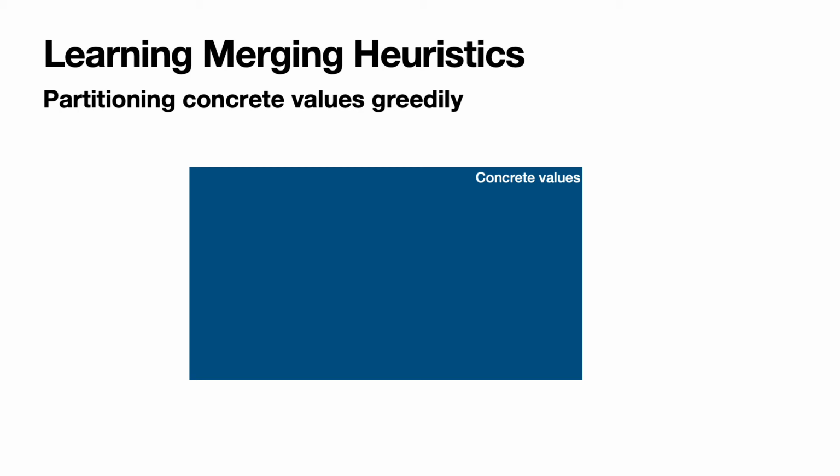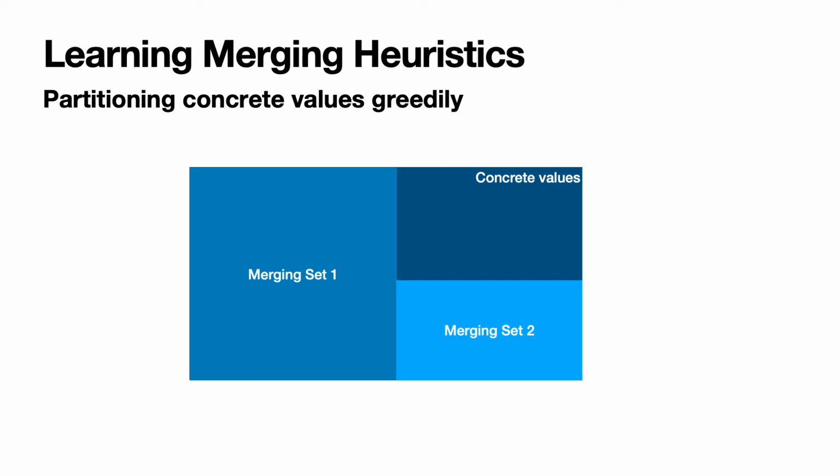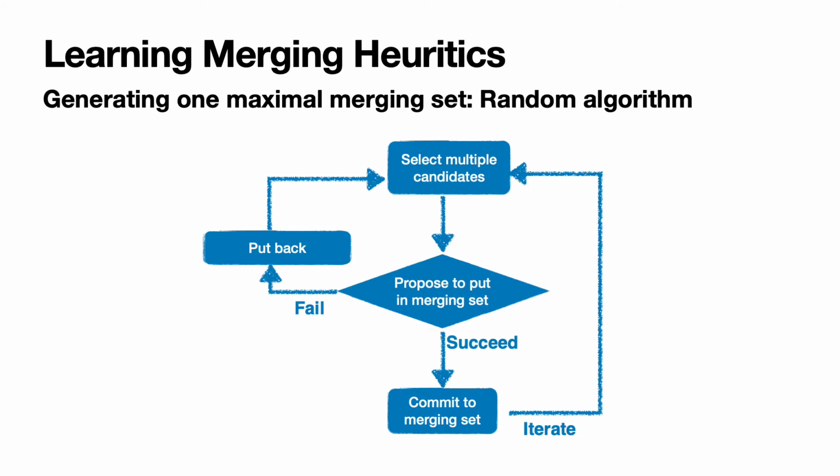This can be done by specifically designed strategies if you have some insight about the analysis. But to make our approach generally applicable to different analyses, we use a greedy algorithm to partition the concrete values iteratively. At first, we find a maximal set of concrete values that preserves the original precision and merge them into one abstract value. Then we find the next maximal merging set in the remaining values, and next, iteratively.